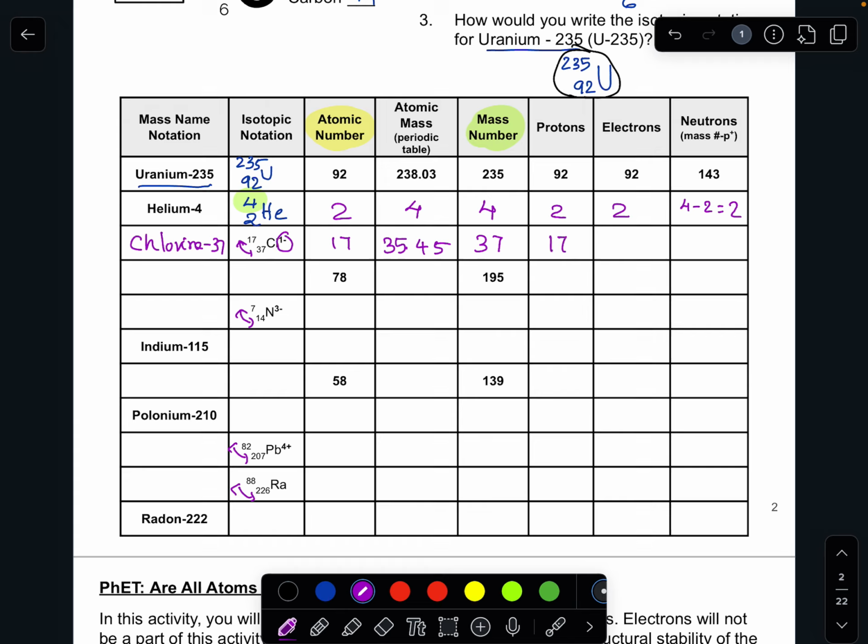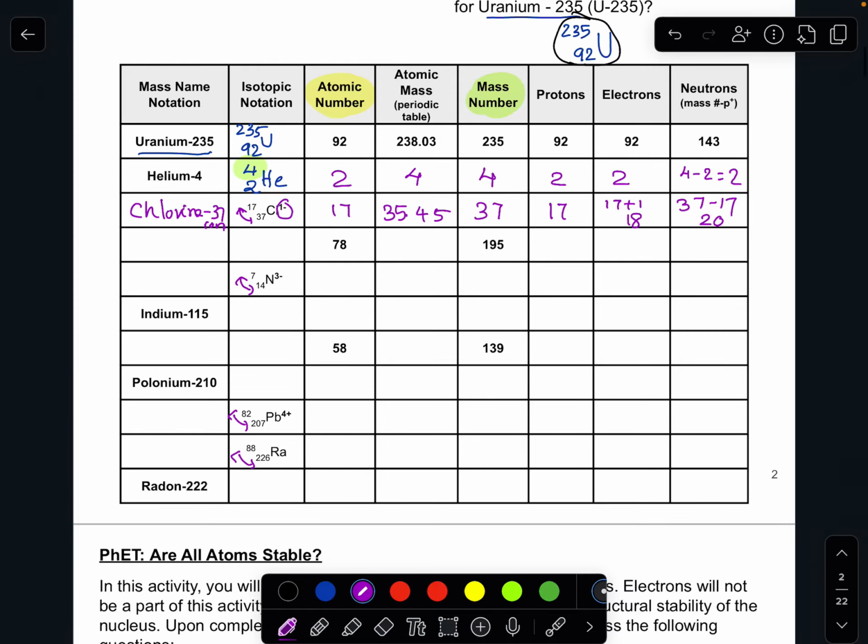It says chlorine is 1 minus. That means it has gained one more electron. So the electrons will be number 18. And neutrons will be 37, the big number minus the small number. So that will be what? 20. And also, sometimes when you look at the mass notation, since it has a charge, we can say chlorine-37 ion. It is not mandatory to write it, but that is the right way to do it.